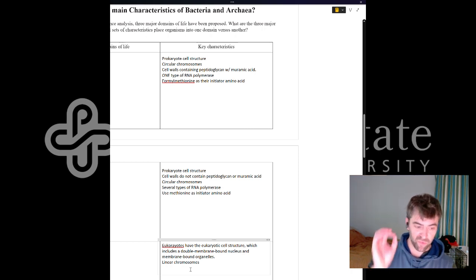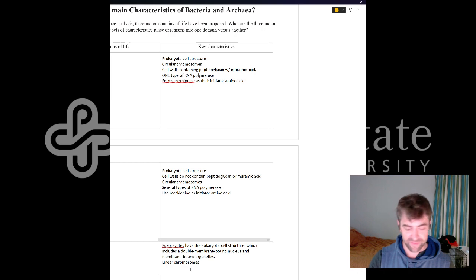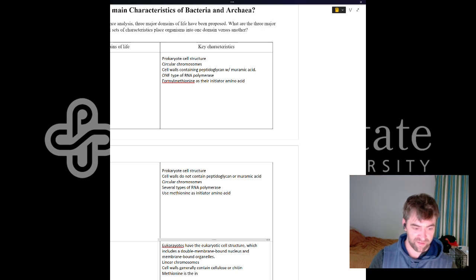Eukaryotic cell walls, when present, such as around plant cells, generally contain cellulose or chitin. And methionine, just as with archaea, is the initiator amino acid in translation.